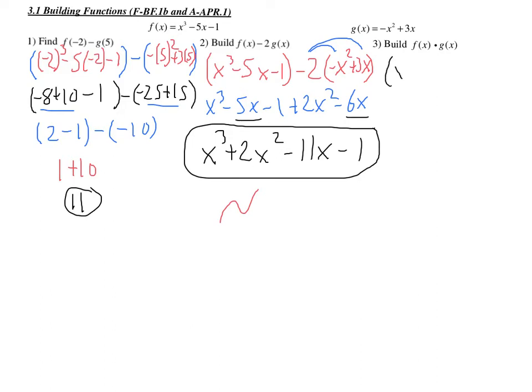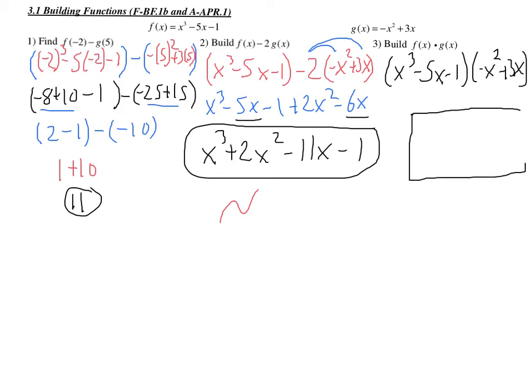F of x is x cubed minus 5x minus 1 times g, which is negative x squared plus 3x. And hopefully when you see this, you see a FOIL. It's a rather large foiling, and I tend to like to use the box. So I'm going to make a box to do this one. You could do it without the box if that works better for you. I just think the box does these really well.